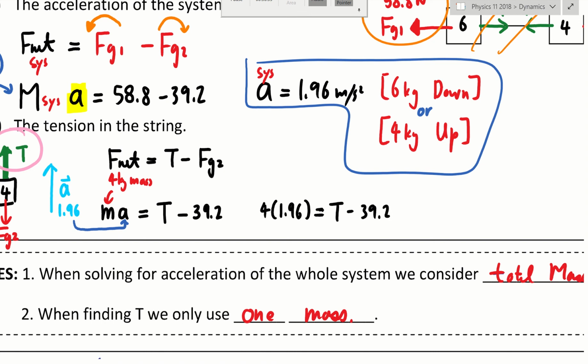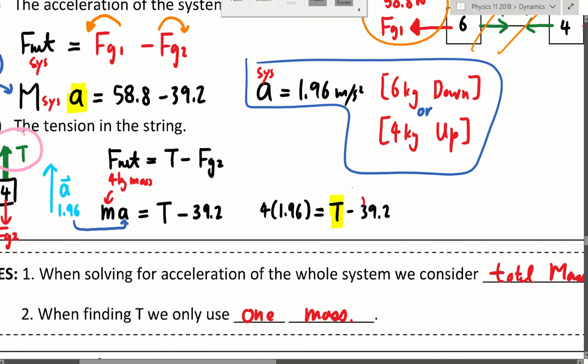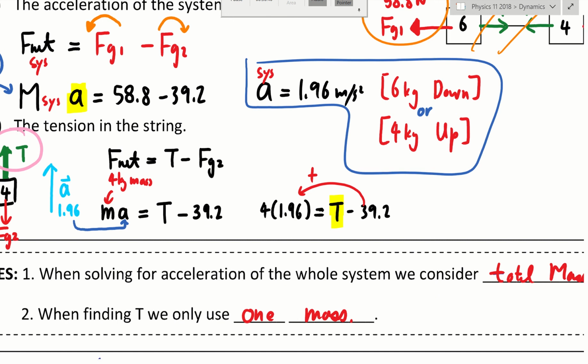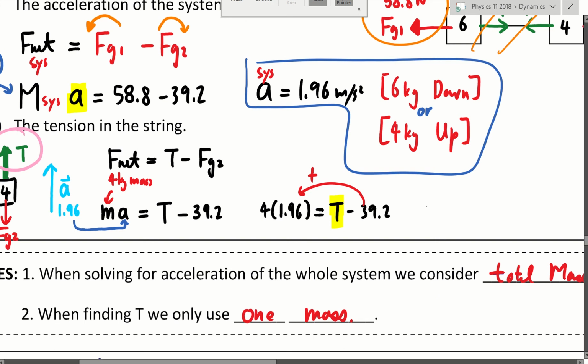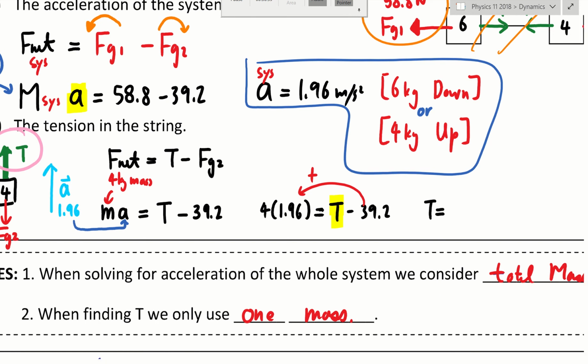Now, how do you get tension? Add the 39.2 to the other side. So 4 times 1.96 first, and then add 39.2. Okay, so tension is now done. This is 58. Now give me one second, let me double check the calculation.